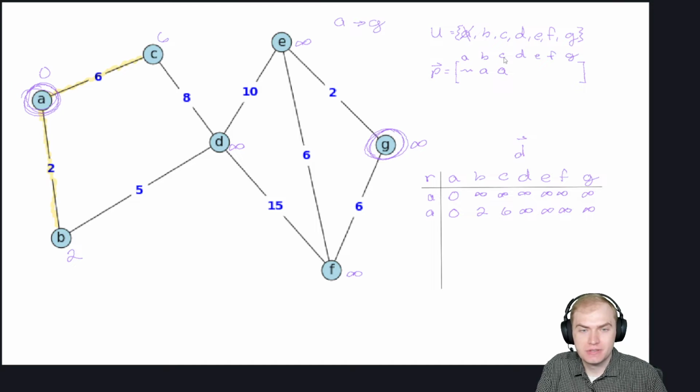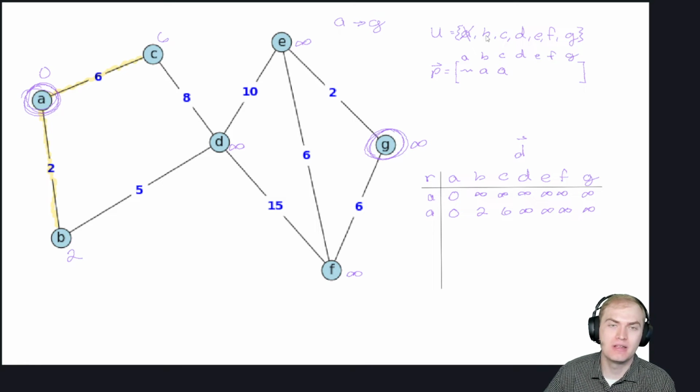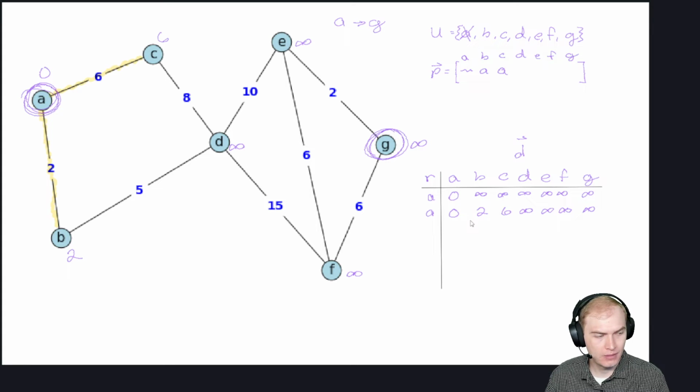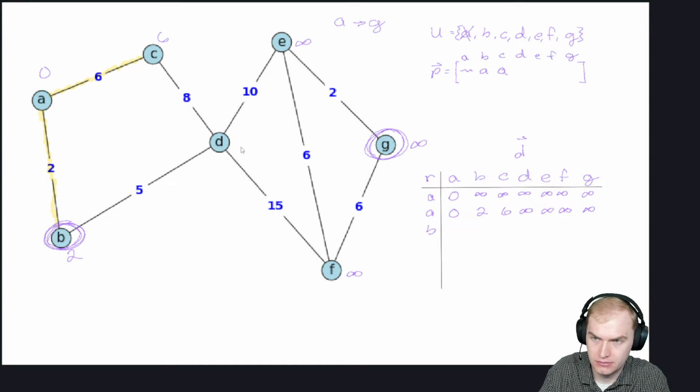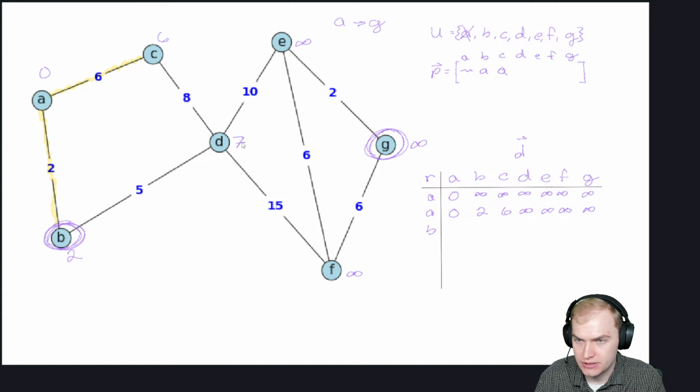Now, what we have to do is pick a new current. It should be the unvisited vertex with smallest tentative distance. B is unvisited. Its distance is 2. That's smaller than 6. So B is now current. Then we look at the set of unvisited vertices that are adjacent to B. That's going to be D. The new tentative distance to D is 2 plus 5 is 7. 7 is smaller than infinity. So the new distance is 7.